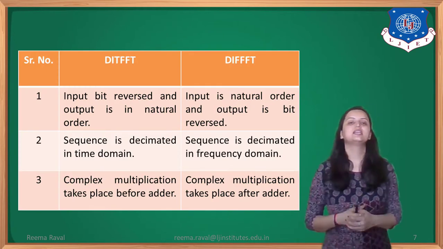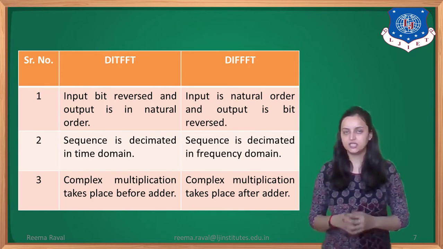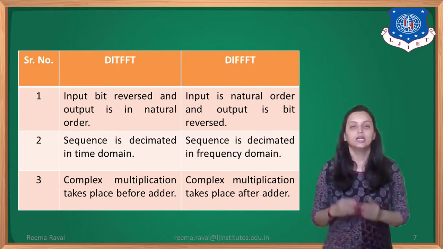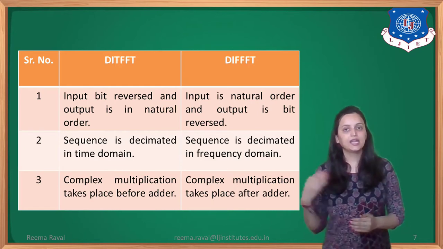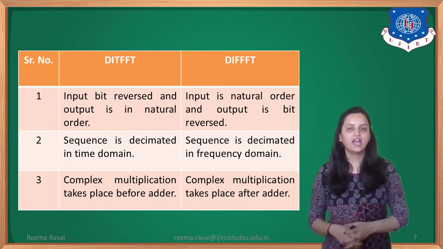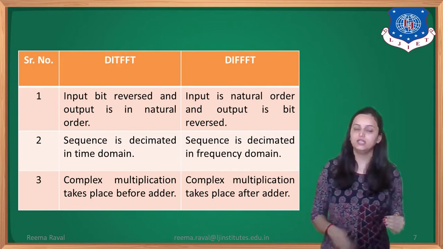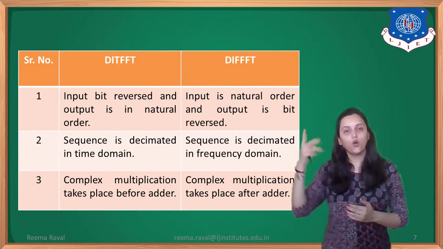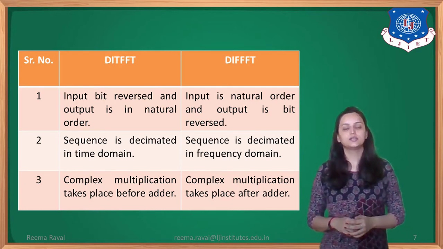Now, if we look at the differences between DIT FFT and DIF FFT, it is like this. We are going to compare three major differences. The first one is that in DIT FFT, the input is bit reversed and the output is in natural order, whereas in DIF FFT, the input is in natural order and the output is bit reversed. As we have observed, the input side, from x of 0 to x of 7, was in order in DIF FFT, but in DIT FFT, the odd and even samples were reversed at the input side. This is the first basic difference.